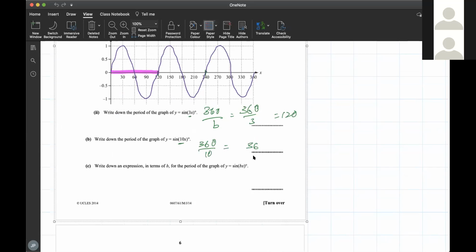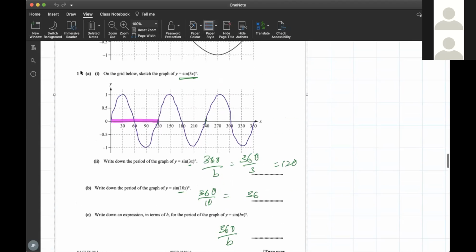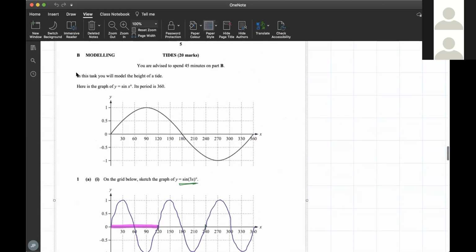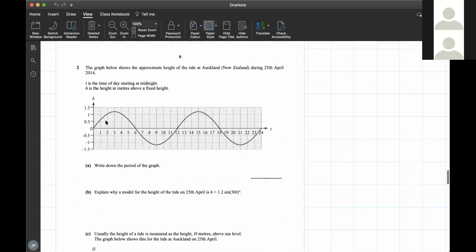Write down an expression in terms of B for the period of the sine wave. Again, they've just said that. So you can write it down as 360 divided by B. The first part of any paper 6 question is going to be easy. This is not question number one, first part. The entire thing is one question, modeling. So the first part is going to be very simple. The second part, let's look at it.